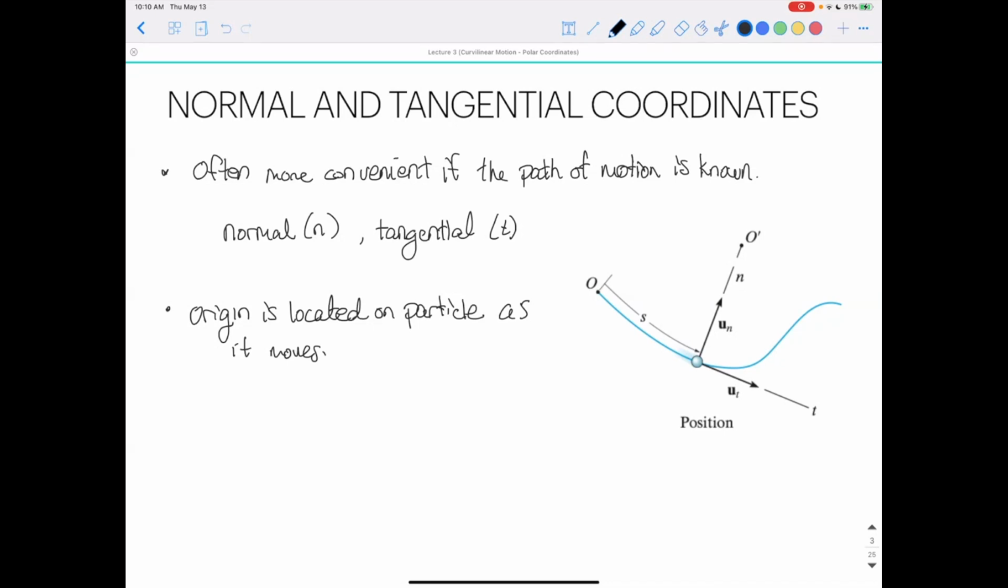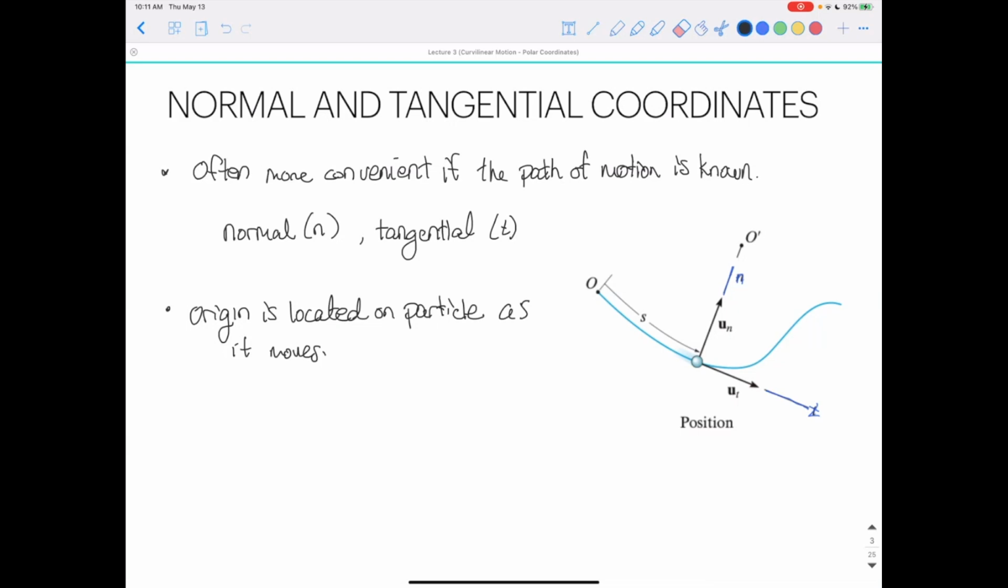So we can see that here. We have our n and our t. These coordinates are going to move along the path, and then our un and our ut are the unit vectors that define the coordinate system. Those would be the directions of our normal and tangential components of our velocity and acceleration.